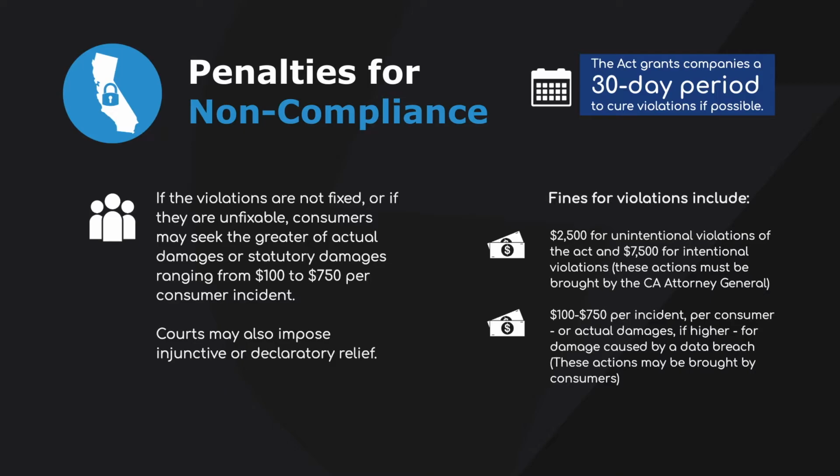In addition to that $100 to $750 per consumer incident, you've got up to $2,500 for unintentional violations of the Act and $7,500 for intentional violations of the Act, and those are in Attorney General actions. And then, as I mentioned, the $100 to $750 per incident or actual damages, if higher, are at the individual level. So this is a situation where noncompliance could really make or could really break your business.